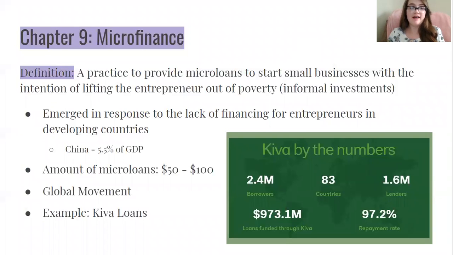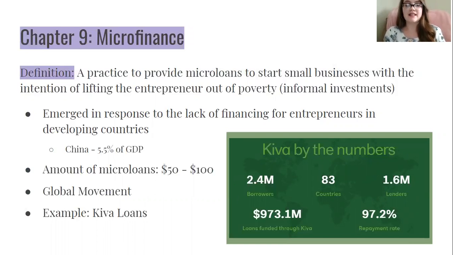So to begin, in chapter 9, they mention a term called microfinancing, and this is defined as a practice to provide microloans to start small businesses with the intent of lifting the entrepreneur out of poverty. Another term for this is informal investments, and this is because in some countries there is a severe shortage of financing from venture capitalists or institutions such as banks or government agencies.